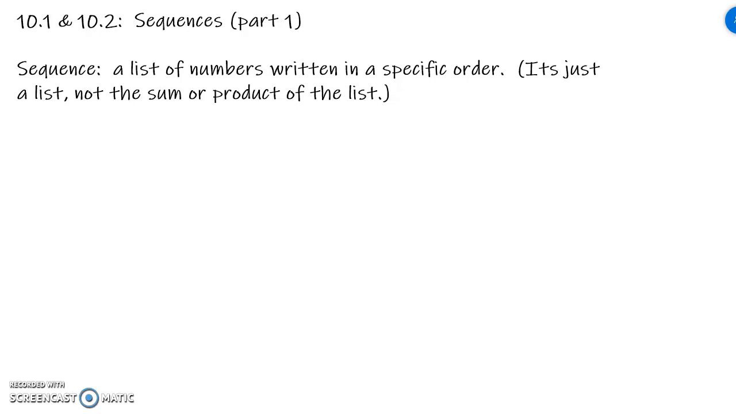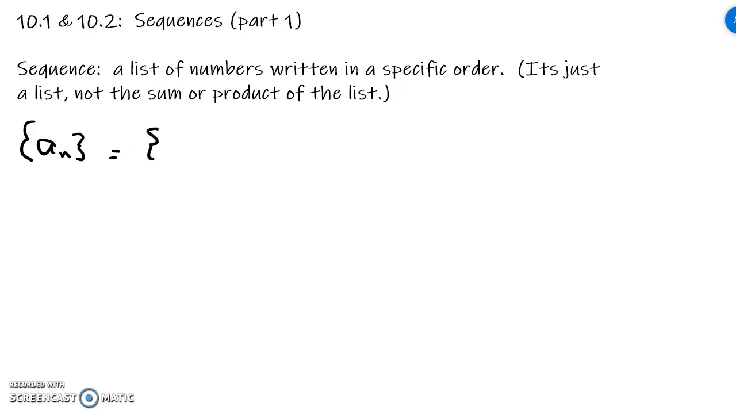I wrote a sequence is a list of numbers written in a specific order. So it's not the sum of the numbers, it's not the product of the numbers, it's just a list of numbers written in some specific order. So I might write it like this. I might write out the a sub n's like this with the fancy brackets, which are a little bit tough to write on this pad here.